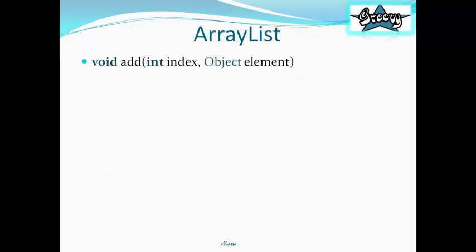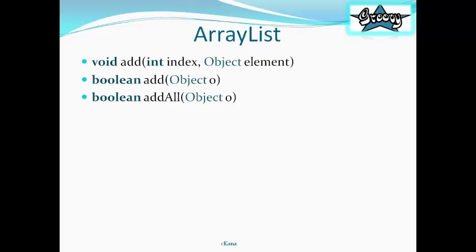Alright, now let's talk about the functions supported by ArrayList. First is the add function, which inserts the specified element at the specified position index in this list. Then we have the boolean add, which appends the specified element to the end of the list. Then we have addAll, which appends all of the elements in the specified collection to the end of the list. Then we have another boolean addAll, which inserts all of the elements in the specified collection into this list starting at the specified position.